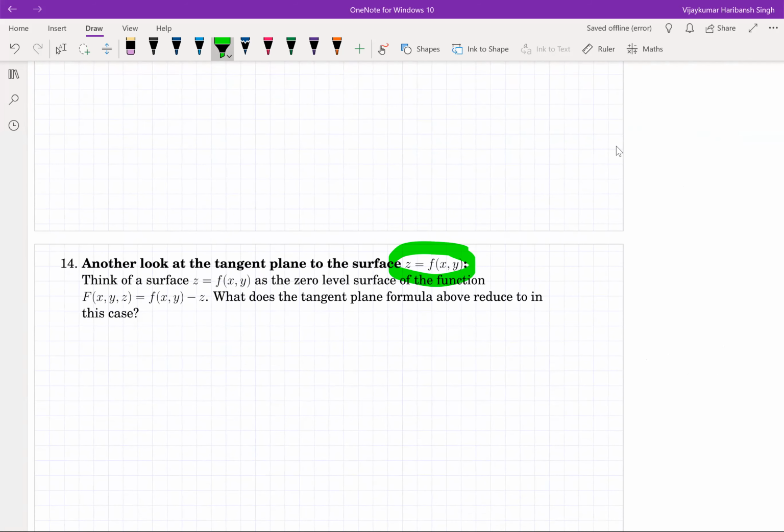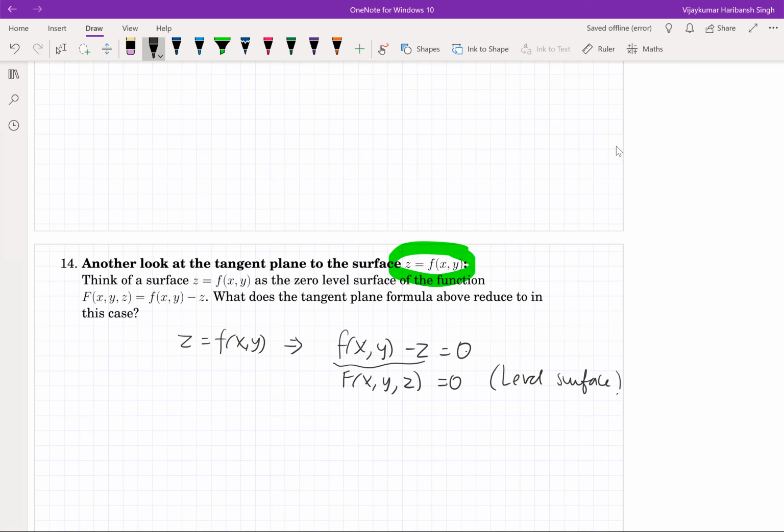So for that, consider the following level surface. So you have, so your z equals to f of xy can be written as f of xy minus z equals to 0. So consider this as your function f of x, y, z as your level surface. So this is your level surface.